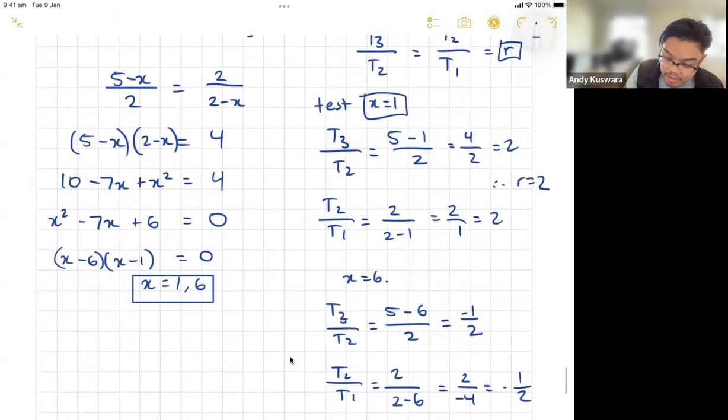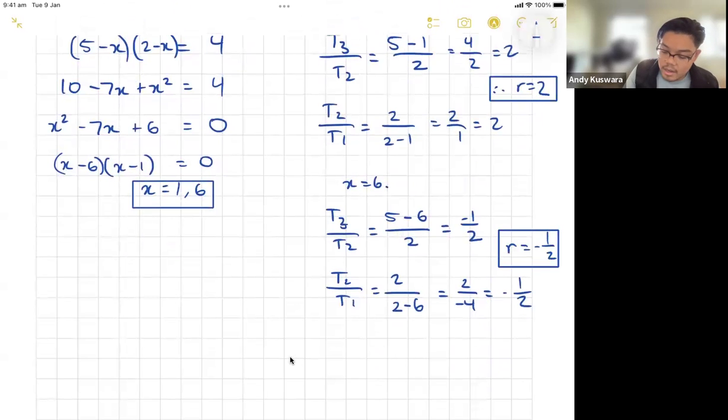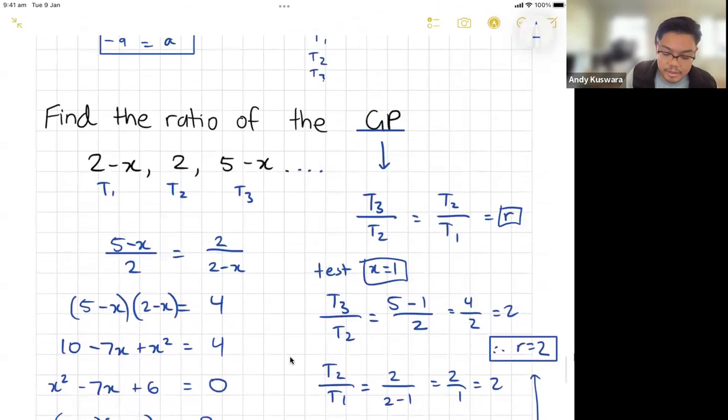So there you go. Here, you've got two potential solutions. So r will equal minus half, or r equals 2. These are two solutions that will work for this particular ratio.